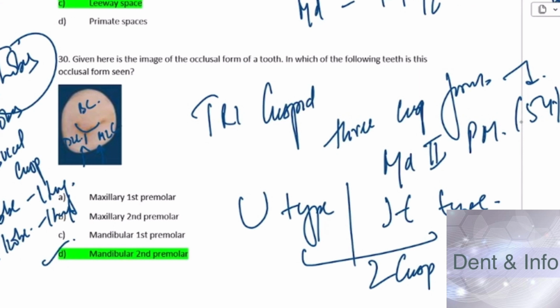Okay, Jyoti, the palatogingival groove, or palatoradicular groove, is seen in the maxillary lateral incisor. That is also very important, very exclusively seen in the maxillary lateral incisor.